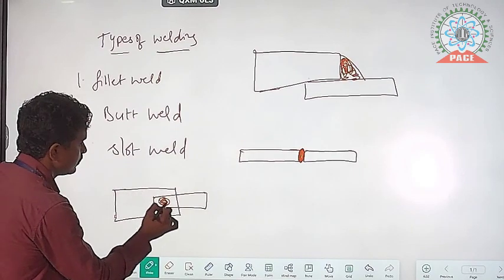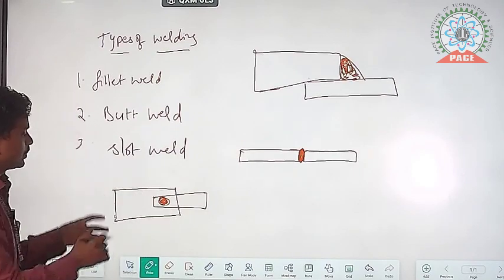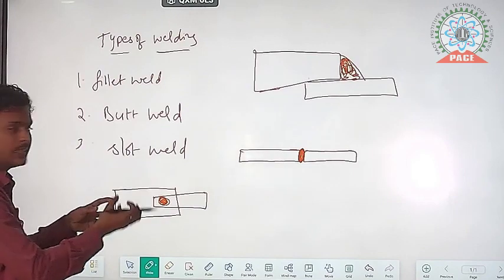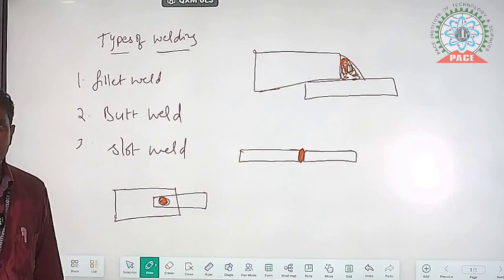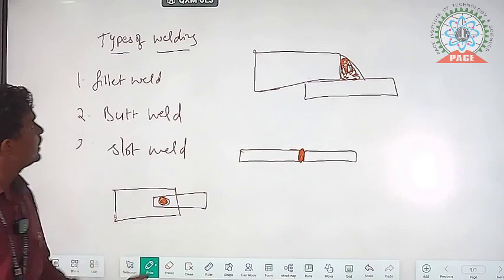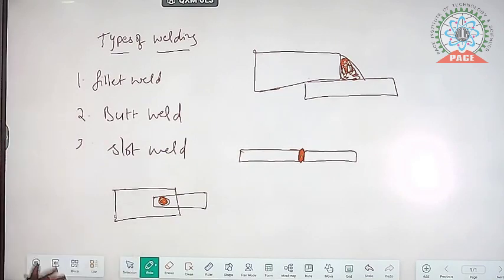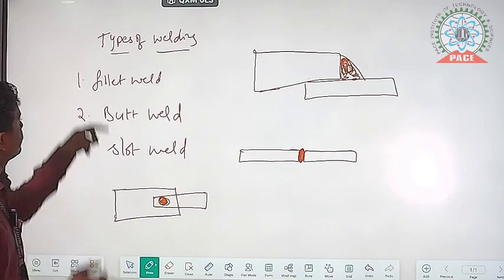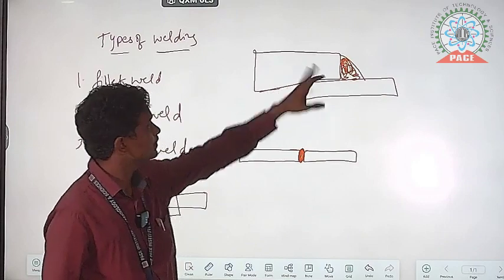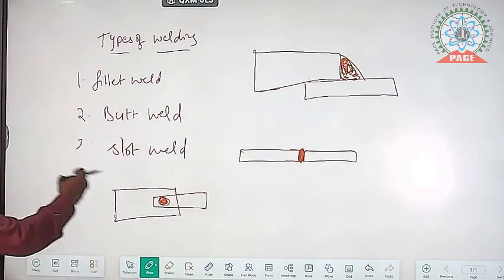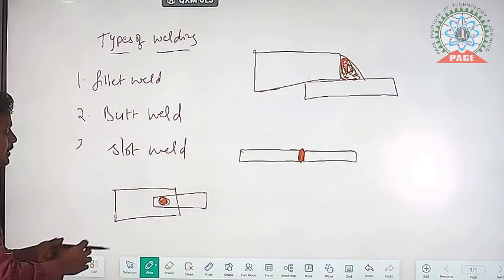These are the three types of welds. One is the fillet weld. Fillet weld means simply overlapping and then doing welding. Butt weld means side by side. Slot weld means we have to make a hole, and in that hole we pour the welding metal, then both will get tight. That is about the fillet weld, butt weld and slot weld.